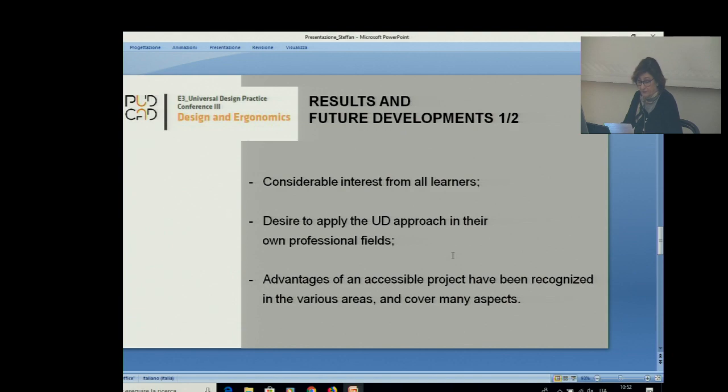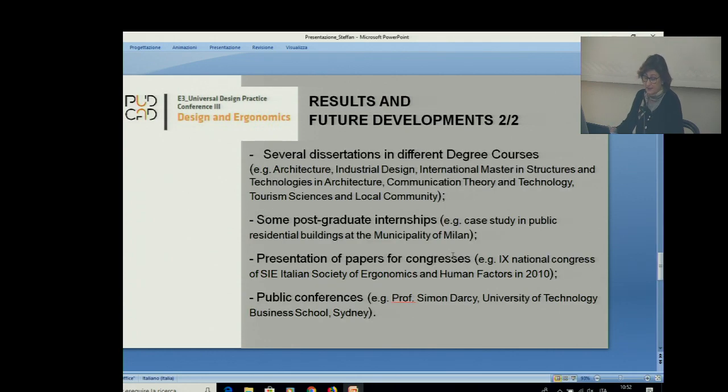What are results and future developments? There was considerable interest from all learners that recognized the advantages of the UD approach and desired to apply it in their own professional fields. Several dissertations have been developed in different degree courses, some postgraduate internships, presentation papers for congresses, public conferences with experts and testimonials.